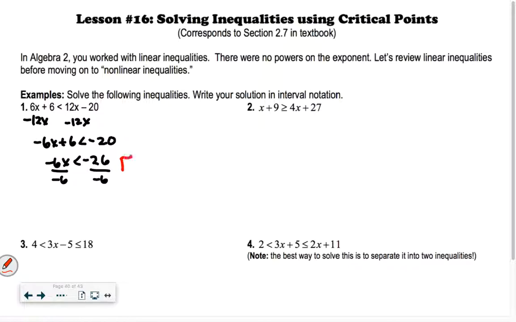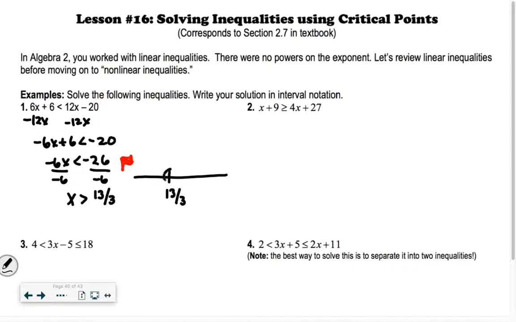I always call that the red flag rule. If we divide or multiply by a negative, we have to flip it. So we get x is greater than 26 over 6, which is 13 over 3. It's okay to have gross numbers. I'm not asking for a very precise number line. I think in Algebra 1 they make you put in 0, 1, 2, like that. I don't do that. I just have you slap 13 over 3 somewhere on the number line.